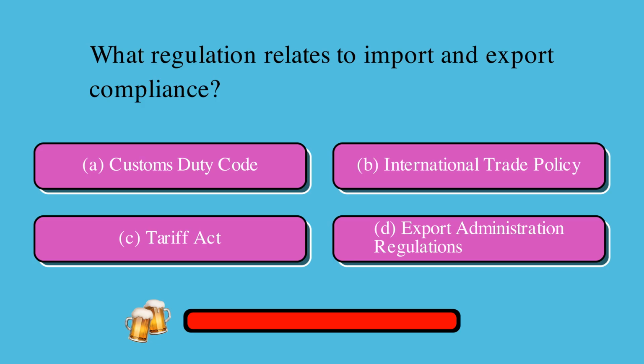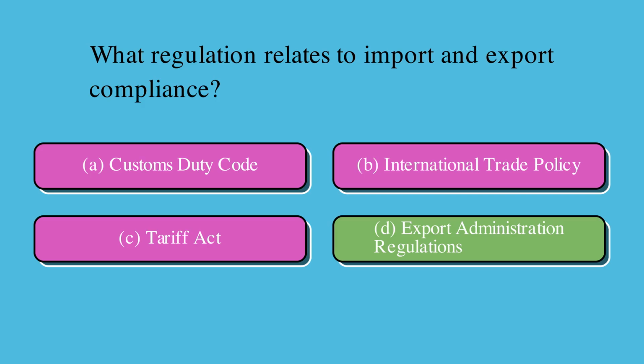What regulation relates to import and export compliance? Is it A, Customs Duty Code, B, International Trade Policy, C, Tariff Act, or D, Export Administration Regulations? The correct answer is D, Export Administration Regulations.